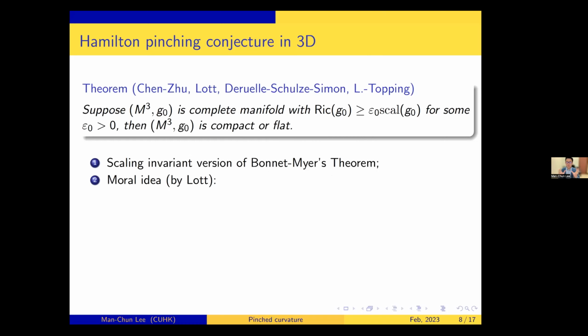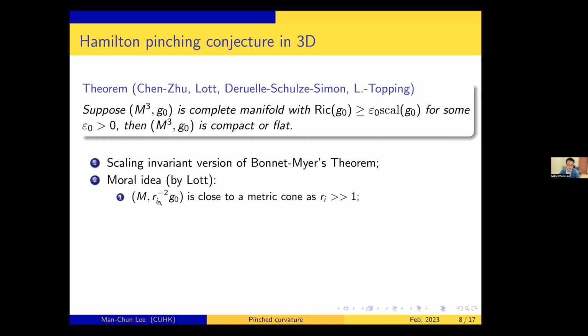Of course, pinching conditions. If you keep the sphere theorem in mind, it's like closing up the manifold as a sphere. But the moral idea when you go to long compact manifolds is suggested by John Lott by the following argument. Pretending everything is good enough, there are some technicalities in this argument, but pretend everything is good enough.